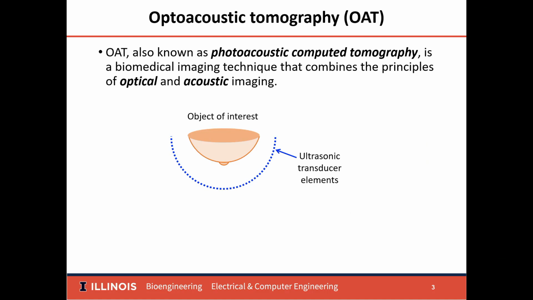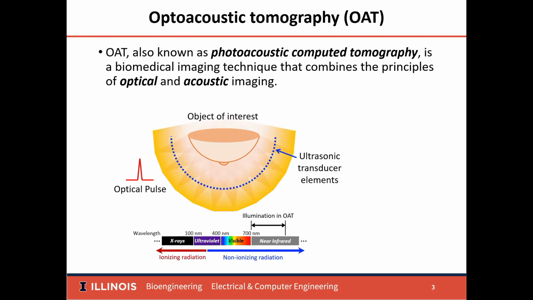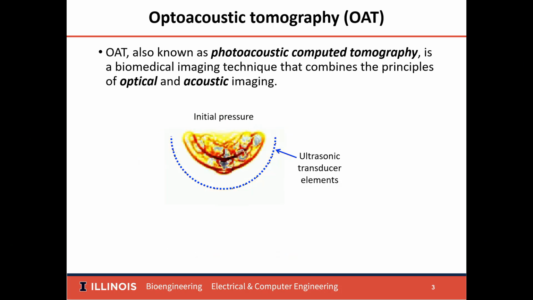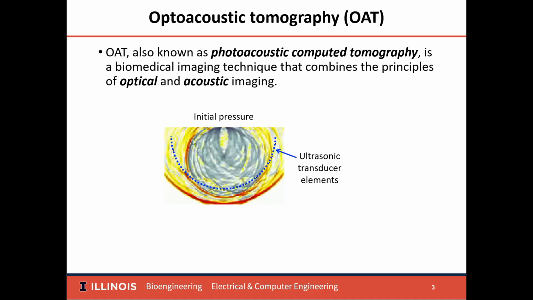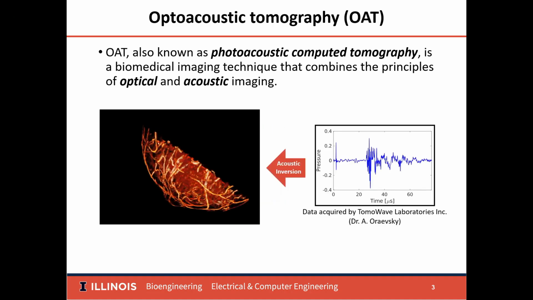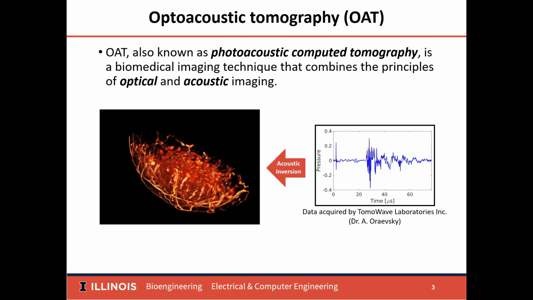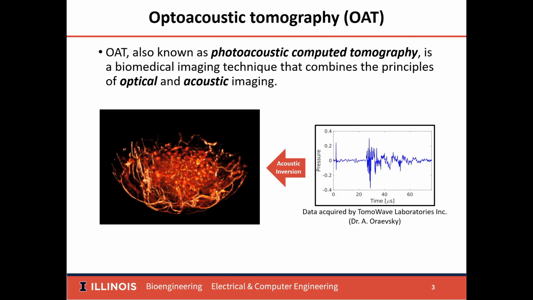So what is OAT? It is a biomedical imaging technique that combines the principles of optical imaging and acoustic imaging. In OAT, a short laser pulse at a near-infrared wavelength is used to illuminate the object, in our case, a breast, causing it to absorb the optical energy and create acoustic pressure waves. Then these pressure waves are measured by ultrasonic transducers. With those, we can reconstruct an OAT image as shown in this video.